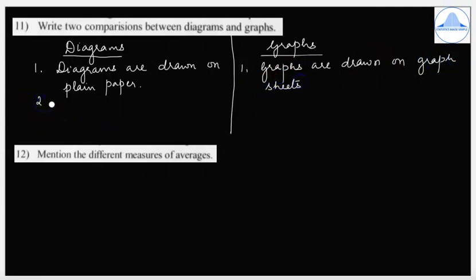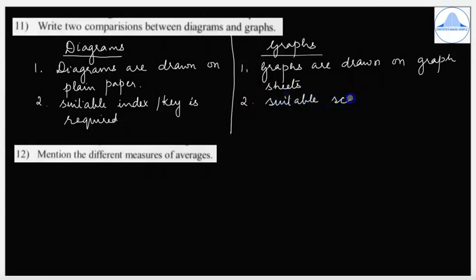The second point would be, for a diagram, a suitable index or key is required, whereas for a graph, a suitable scale should be mentioned for the x and y axis.